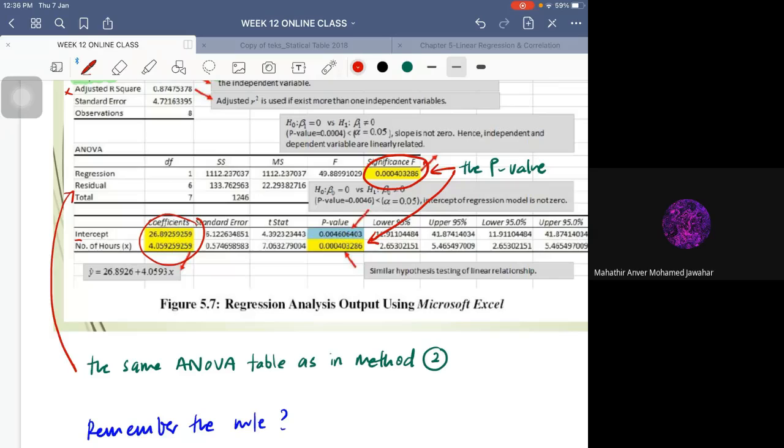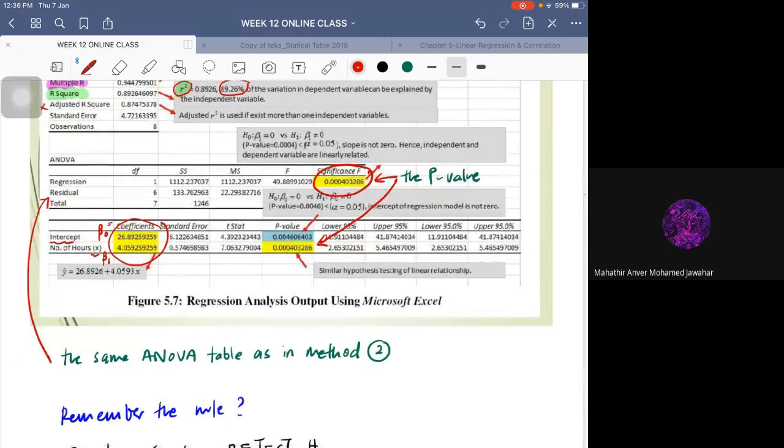At the top over here is the intercept. The value related to the intercept is beta naught. So up here is the value of beta naught, 26.8926. And the value underneath, related to x, is the gradient, which is beta 1. Those are among the very important values in the Excel output when it comes to simple linear regression.